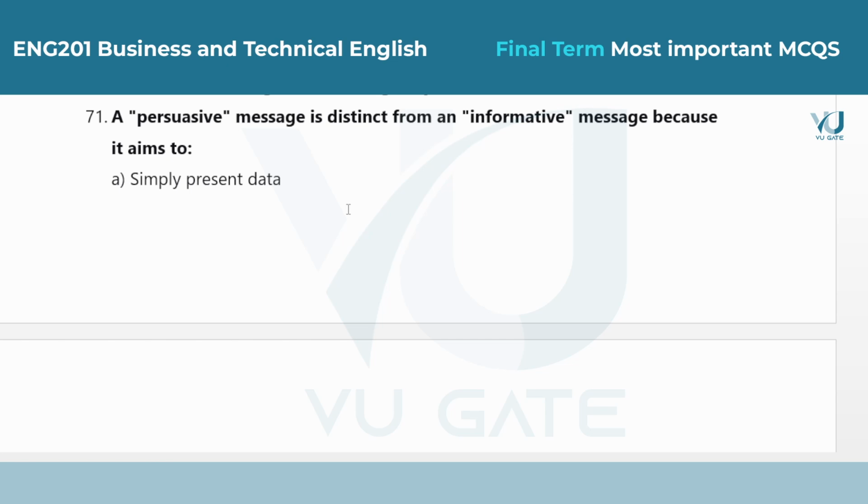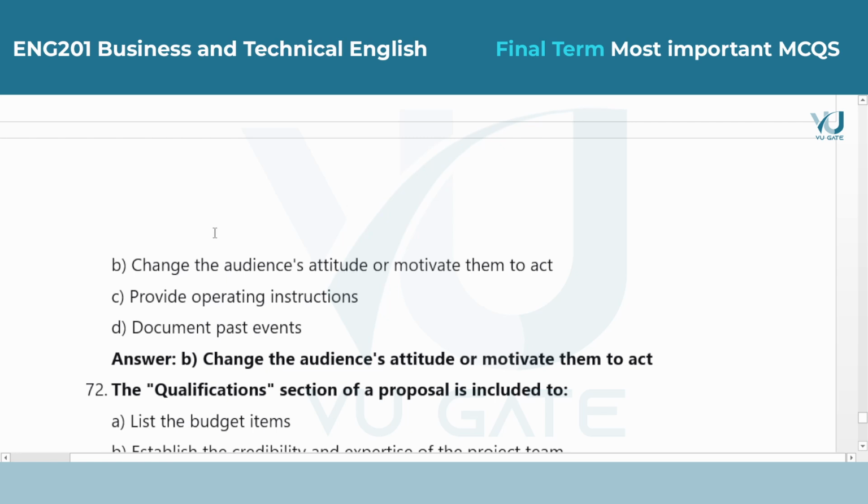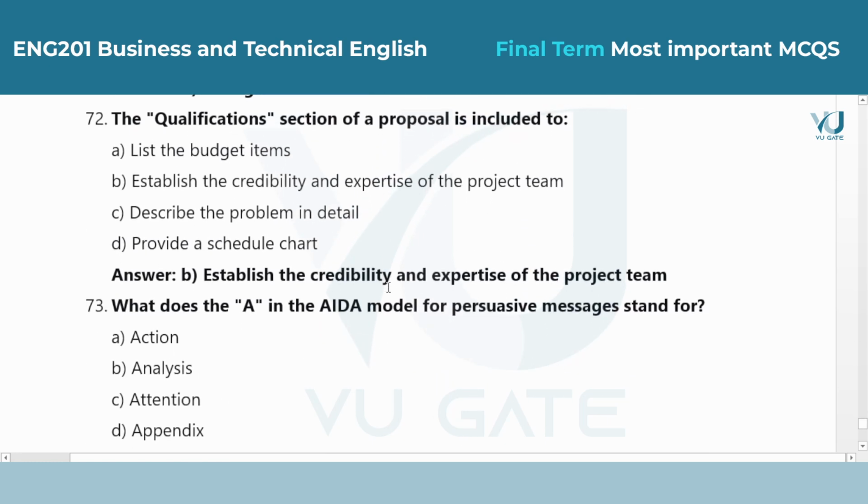71. Question. A persuasive message is distinct from an informative message because it aims to. Answer. B. Change the audience's attitude or motivate them to act. Concept. While information educates, persuasion actively attempts to influence a person's beliefs or behaviors.